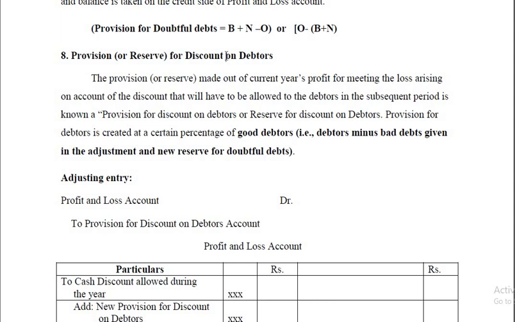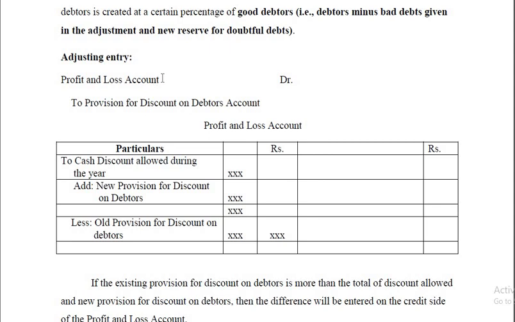So let me go through. The provision or reserve made out of current year profit for meeting the loss arising on account of discount that will have to be allowed to the debtors in the subsequent period is known as provision for discount on debtors or reserve for discount on debtors. Provision for discount on debtors is created at a certain percentage of good debtors. What is meant by good debtors? Debtors minus bad debts given in the adjustment and new reserve for doubtful debts.